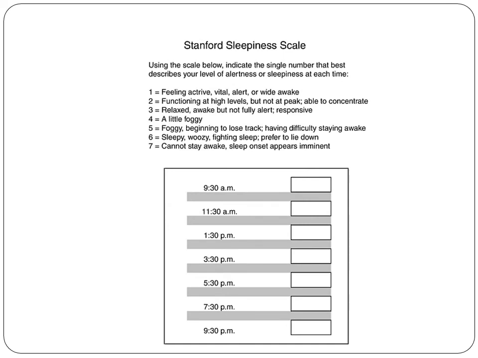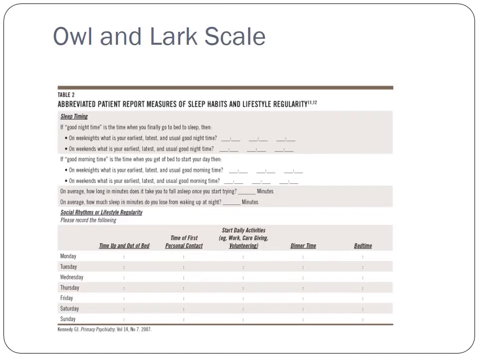This is the Stanford Sleepiness Scale. Using the scale below, indicate the single number that best describes your level of alertness or sleepiness at each time. And so it gives you the numbers and a little description for each one, and then at different times of the day, you're supposed to rate how you feel. Let's go on to our next slide.